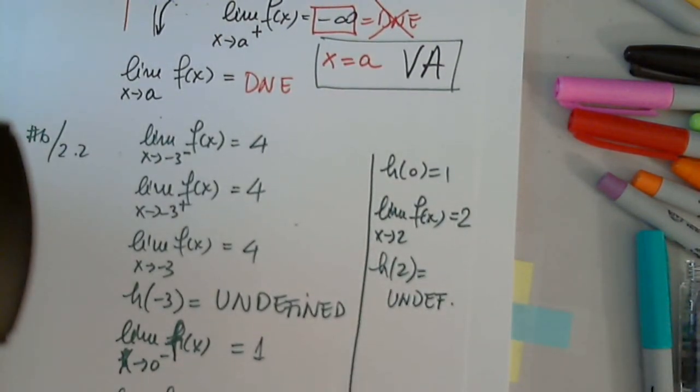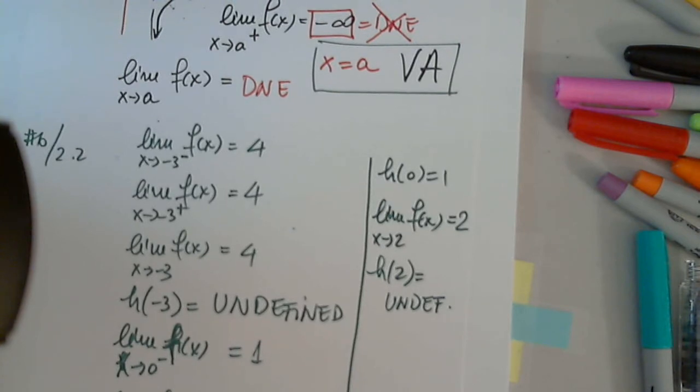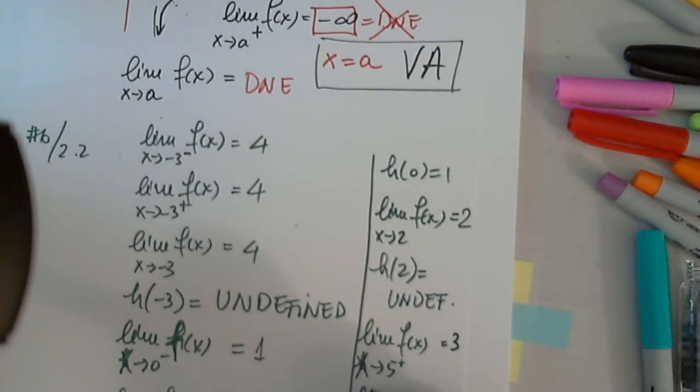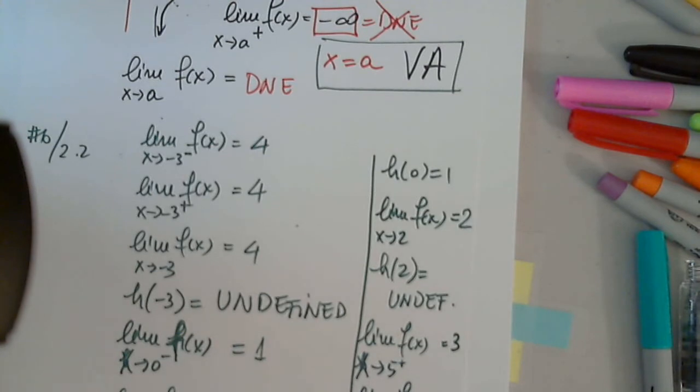And the limit of h of x when x approaches 5 from the right. Five from the right, I see 3, indeed. And 5 from the left. 3. That is D and E. That shows that the function is oscillating. It's not stable. It's up, down, up, down, up, down, up, down, up, down.